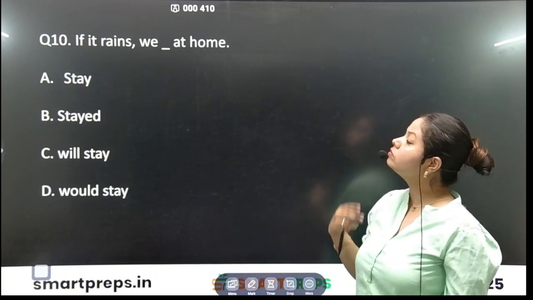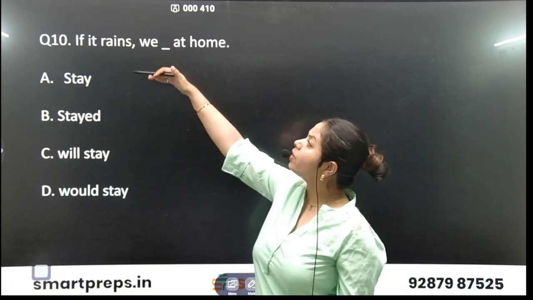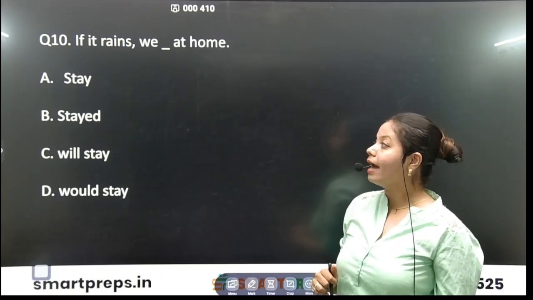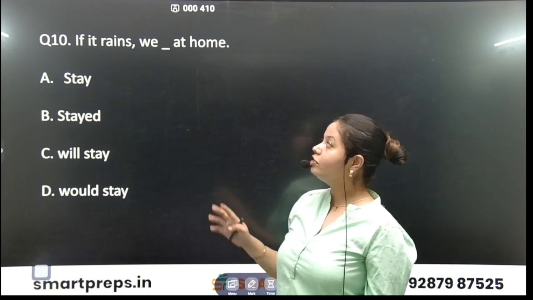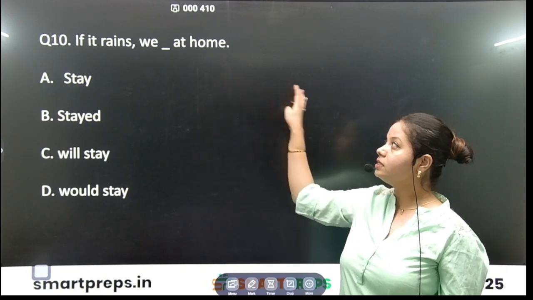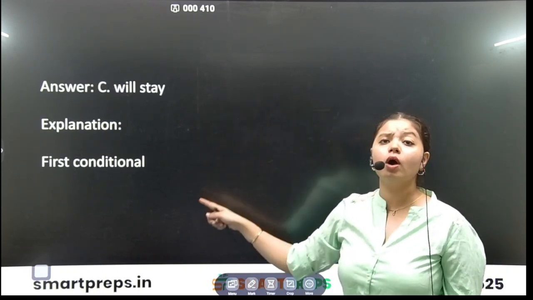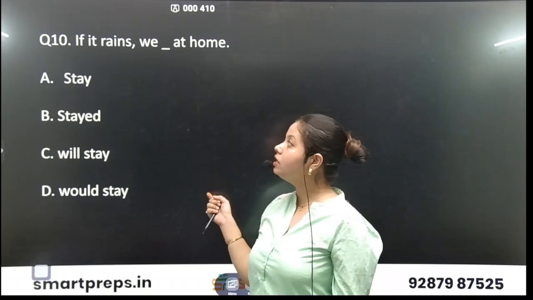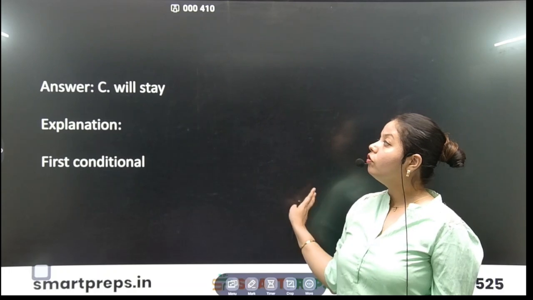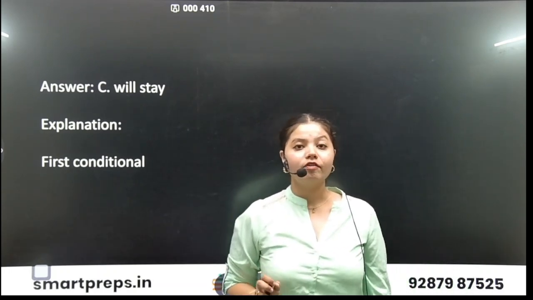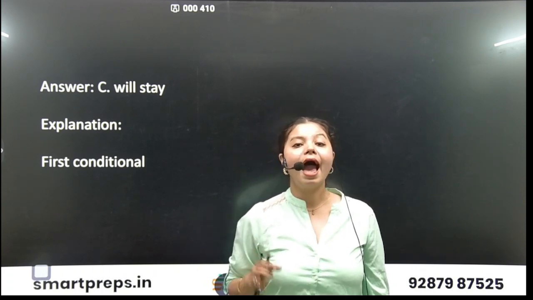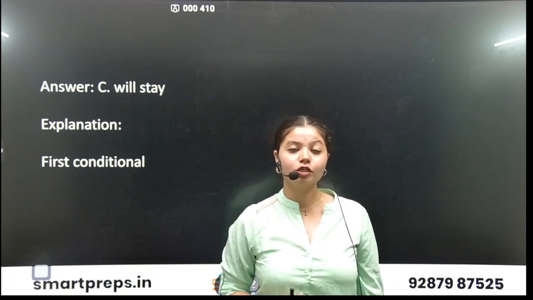Okay. Next question. If it rains, we dash at home. If it rains, we dash at the home. Stay, stayed, will stay, would stay. If it rains, we will stay. That is what? That is first conditional. Yes. So we have understood the various types of conditional mood: zero conditional, first, second, third, and the mixed conditional along with the important rules.